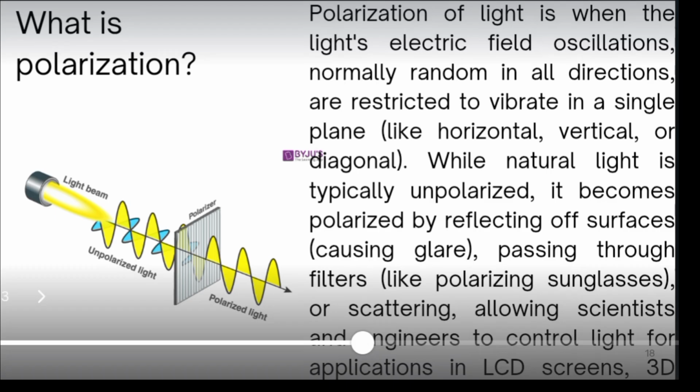While natural light is typically unpolarized, it becomes polarized by reflecting off surfaces, causing glare, or by passing through filters like polarizing sunglasses, or by scattering, allowing scientists and engineers to control light for applications in LCD screens or 3D.